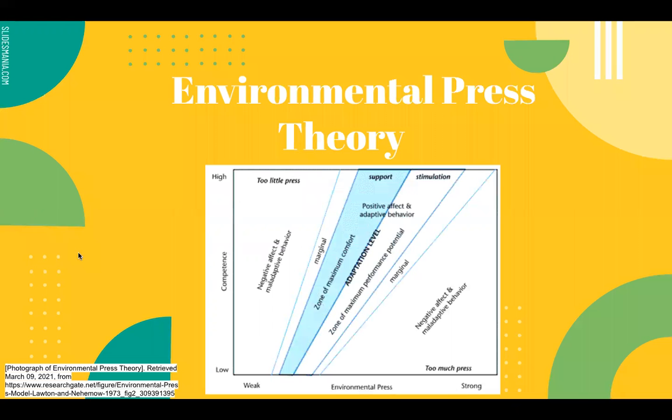A model that I used to analyze my environmental factors was the environmental press theory. This model takes a look at the environmental press demand and an individual's competence level. For example, if an environment factor has too high of a press while competence is low, this mismatch could lead to negative affect or maladaptive behavior. You'd want to identify ways to modify circumstances in order to reach the adaptation level to either maximize performance or an individual's comfort.